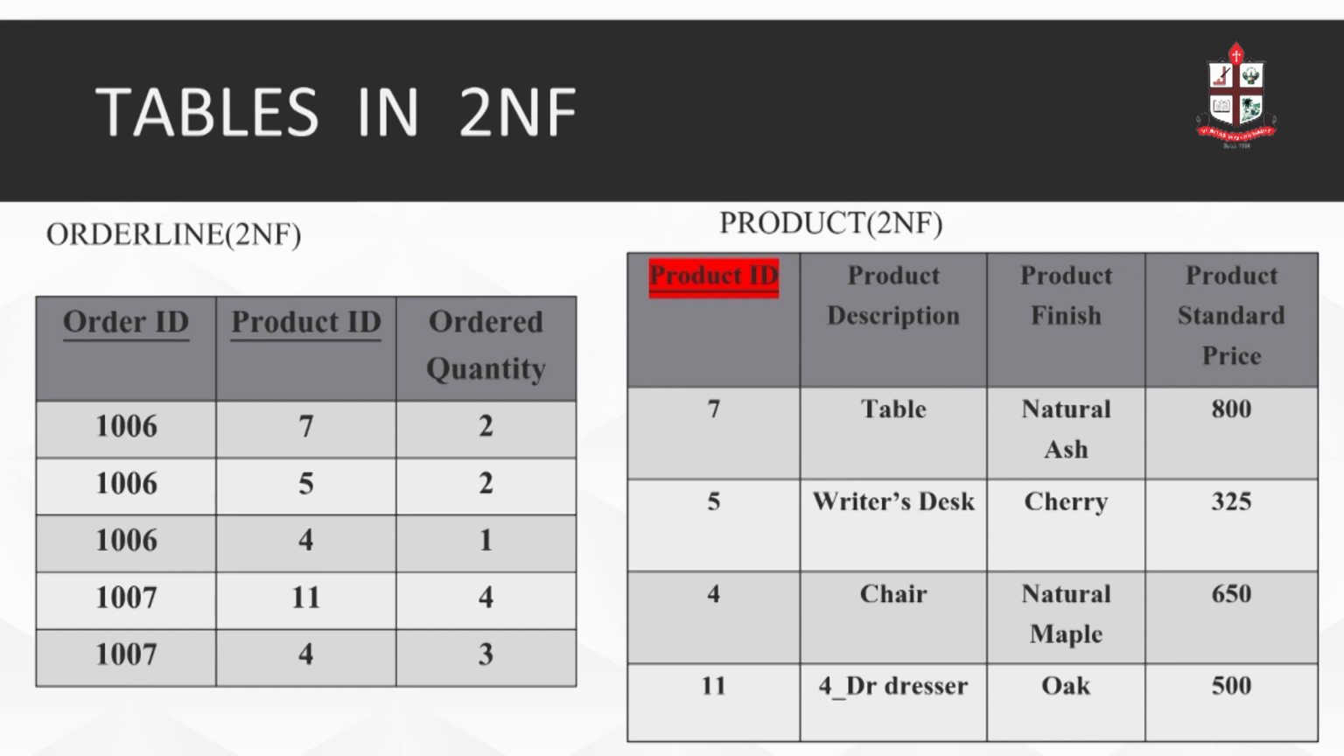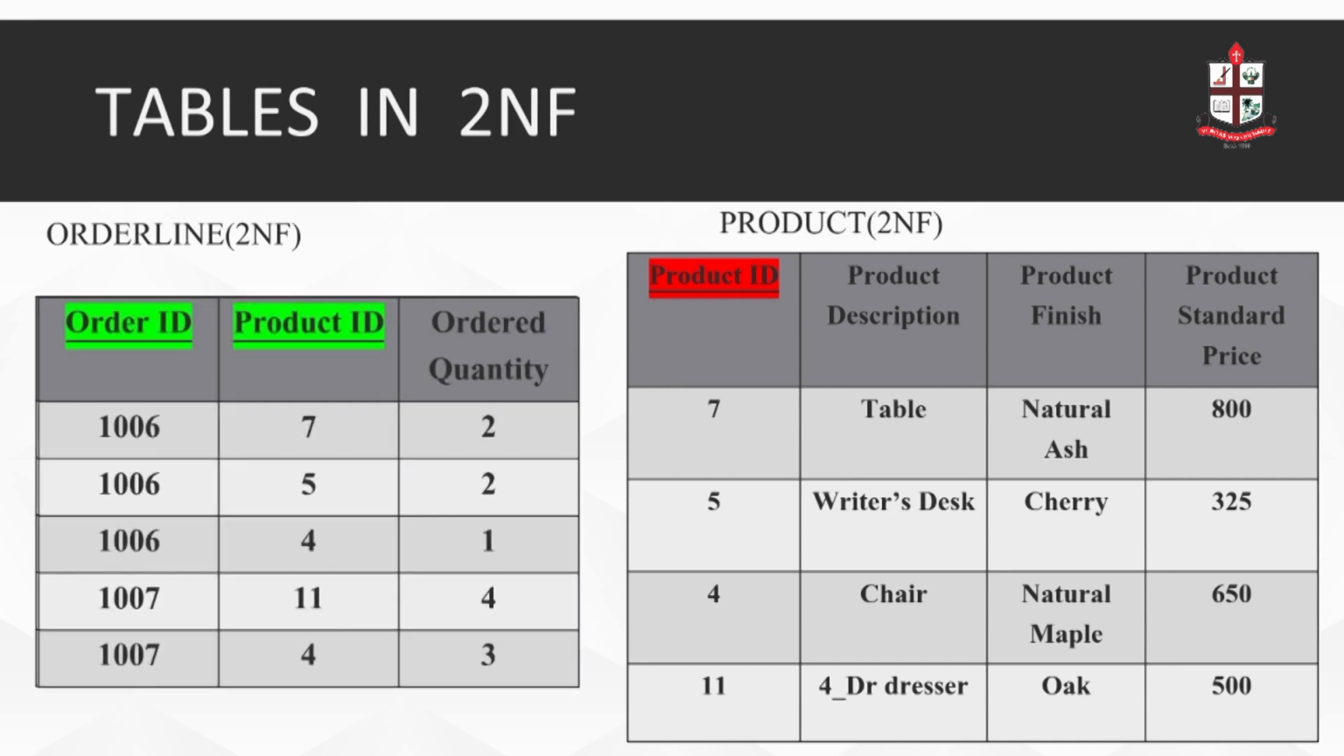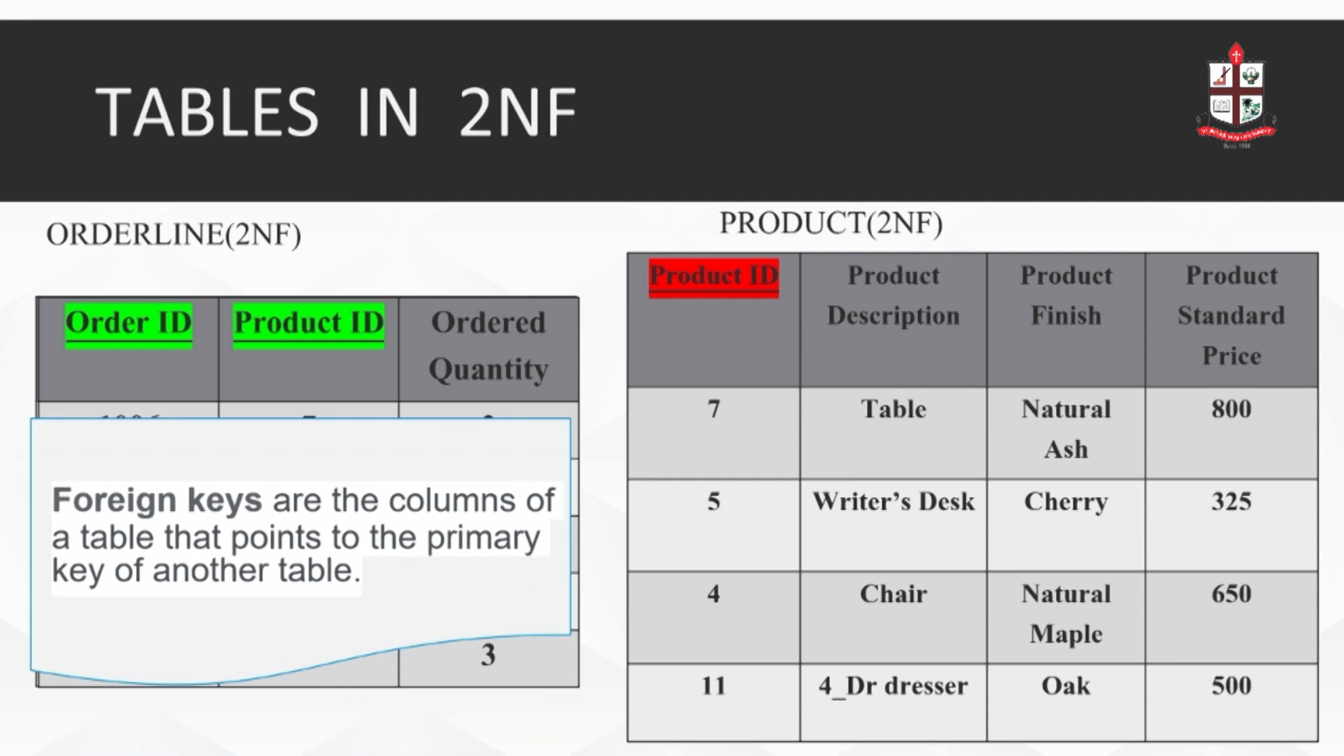This table connects both the customer order and product tables by a foreign key reference. As you know, order ID is the primary key for the customer order table and product ID is the primary key for the product table. So we can call order ID and product ID in the order line table a foreign key. So what is a foreign key? Foreign keys are the columns of a table that point to the primary key of another table. I think you got it. So this is the way we convert a table in first normal form to second normal form.